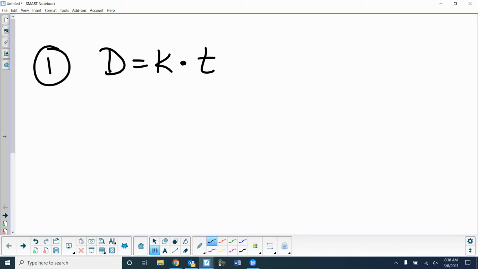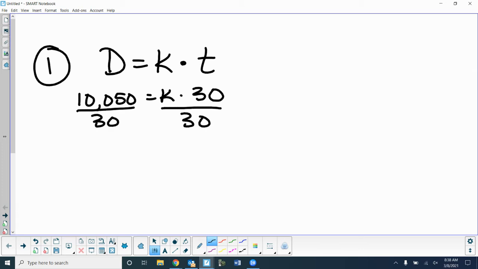Okay? Sound travels 10,050 feet in 30 seconds. So I substitute the distance, 10,050, and the time, 30, and I solve for K. So you divide both sides by 30, and you get K is 335. All right? So that's how many feet per second the sound would travel.